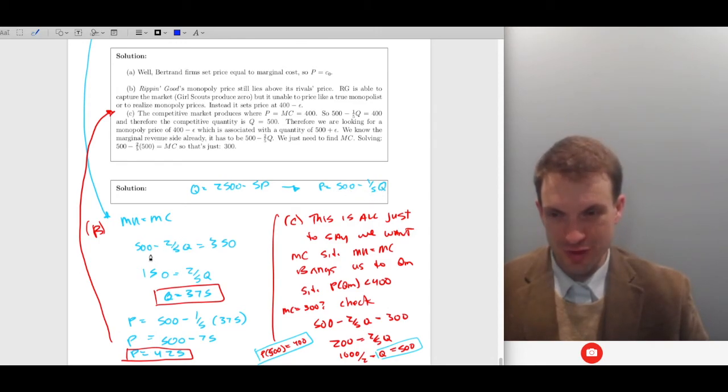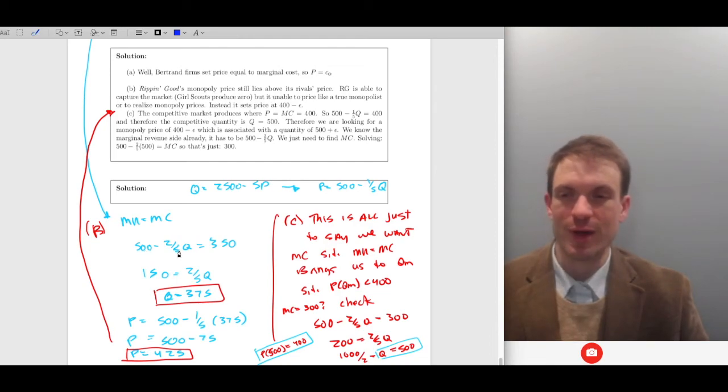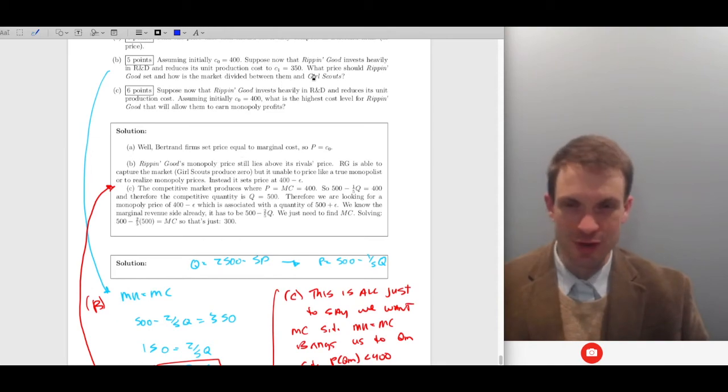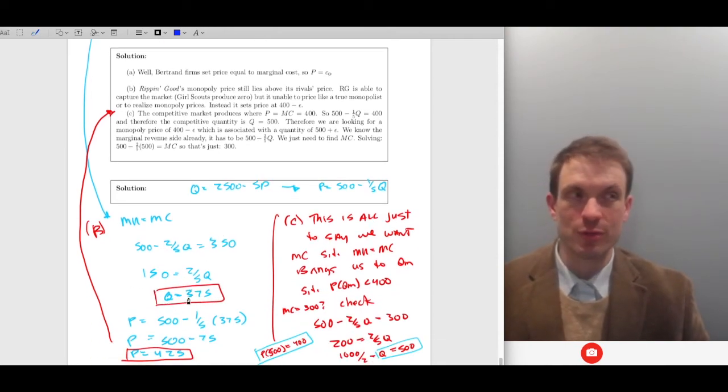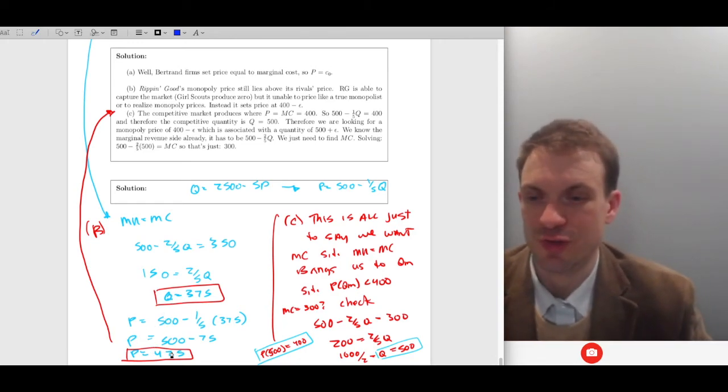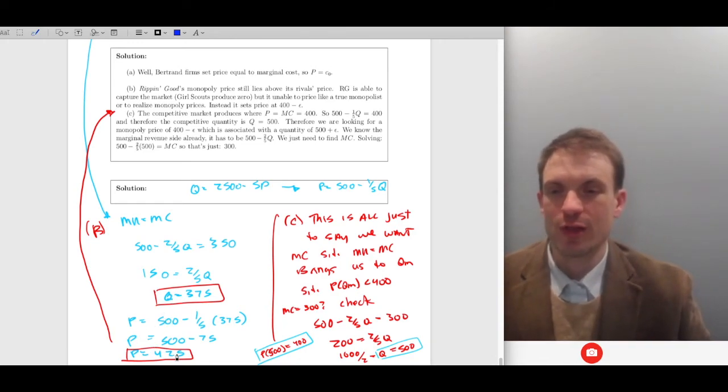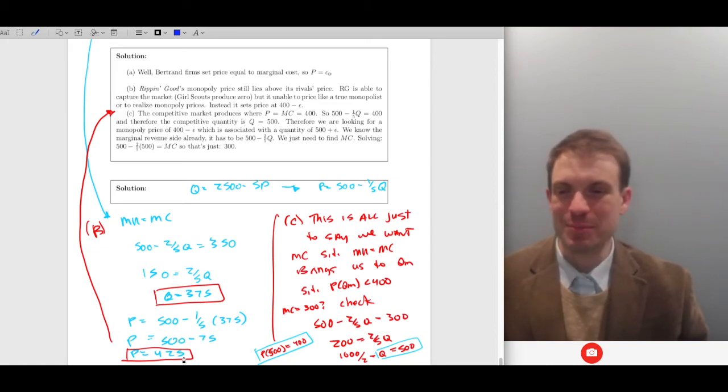Same vertical intercept, twice the slope, gives me 500 minus 2/5 q is equal to 350. 350 because that's where we innovated our cost to be. And then solving, we find quantity is going to be 375, and the associated price is going to be 425. There's a problem though. This is the monopoly price, 425.